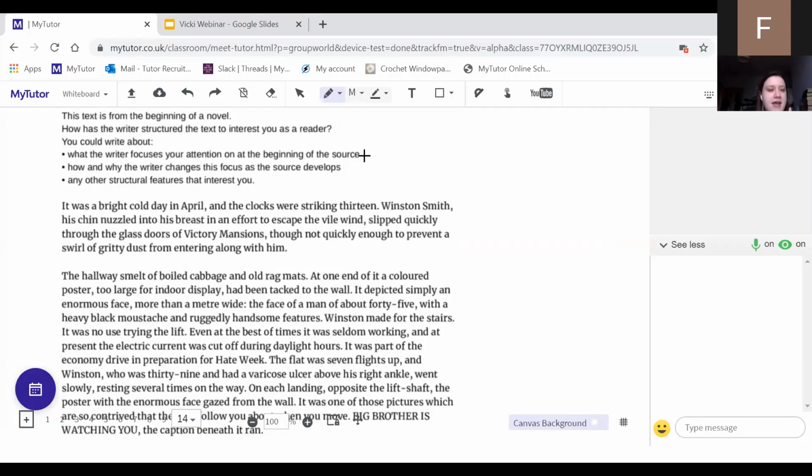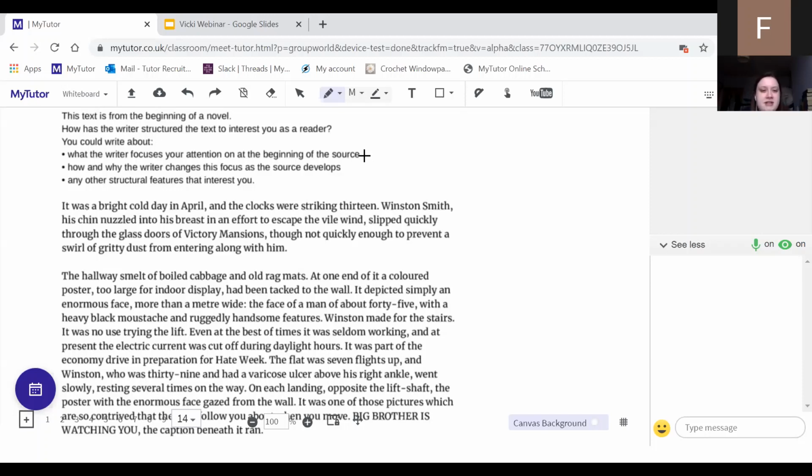Winston Smith, his chin nuzzled into his breast in an effort to escape the vile wind, slipped quickly through the glass doors of Victory Mansions, though not quickly enough to prevent a swirl of gritty dust from entering along with him. The hallway smelt of boiled cabbage and old rag mats.